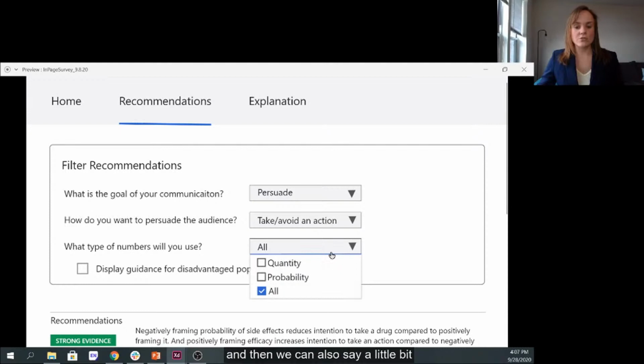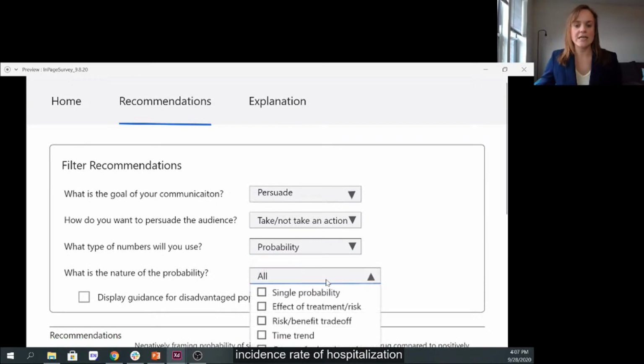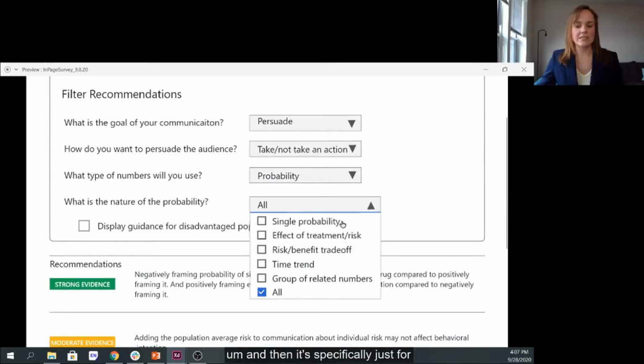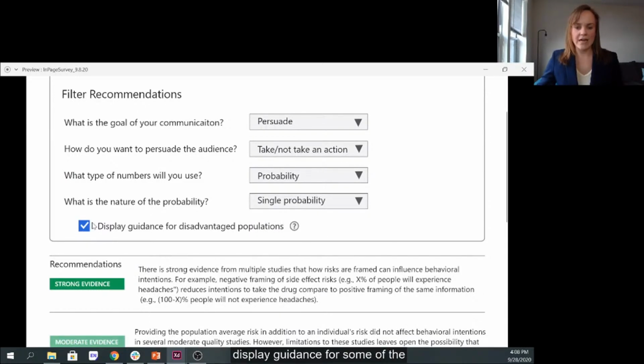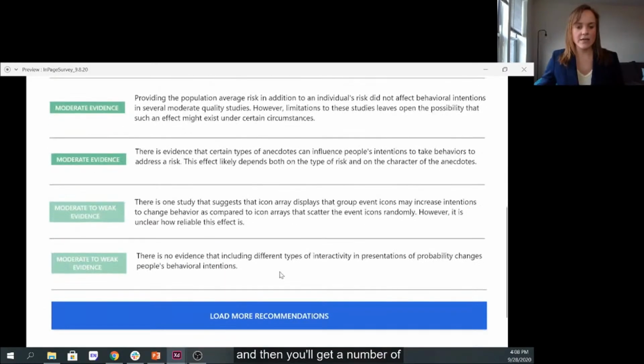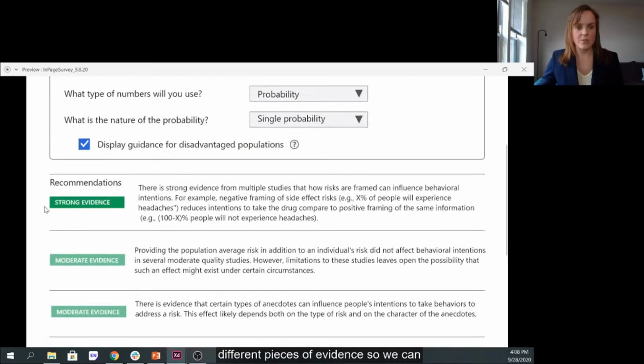And then we can also say a little bit more about our number. So this is actually a probability, the incidence rate of hospitalization, and then it's specifically, just for this example, a single probability that we're working with. And then here you can see, you can also display guidance for some of the disadvantaged populations that we talked about. And then you'll get a number of different pieces of evidence. So we can look and see what we have. And it'll also rate how strong the evidence was from the literature that we saw.